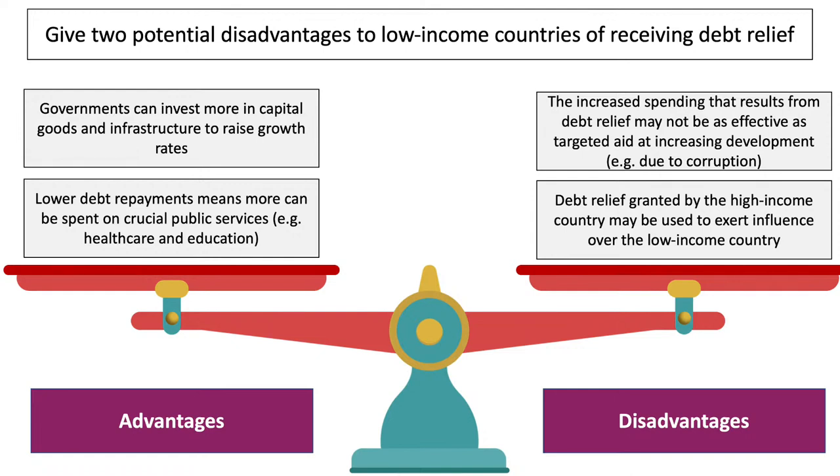We've also said that debt relief granted by the high-income country may be used to exert influence over the low-income country. And this is something that we do see. Often that debt relief is tied to conditions, saying you'll buy this from us and you'll consider us for this. So there are lots and lots of issues going on here. And on the surface, it sounds like a great idea. And in many ways it is, but it's really important to make sure we get round some of those disadvantages.